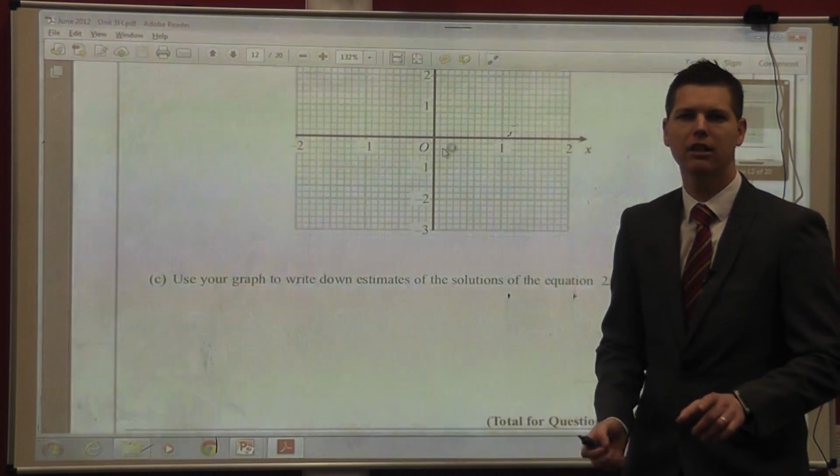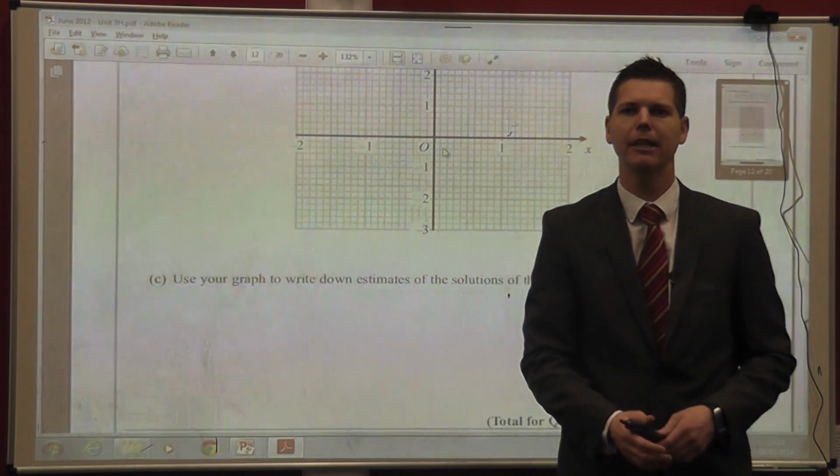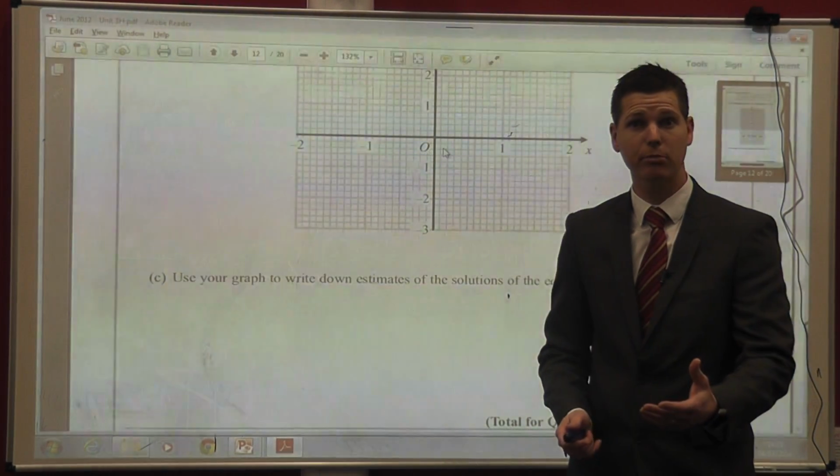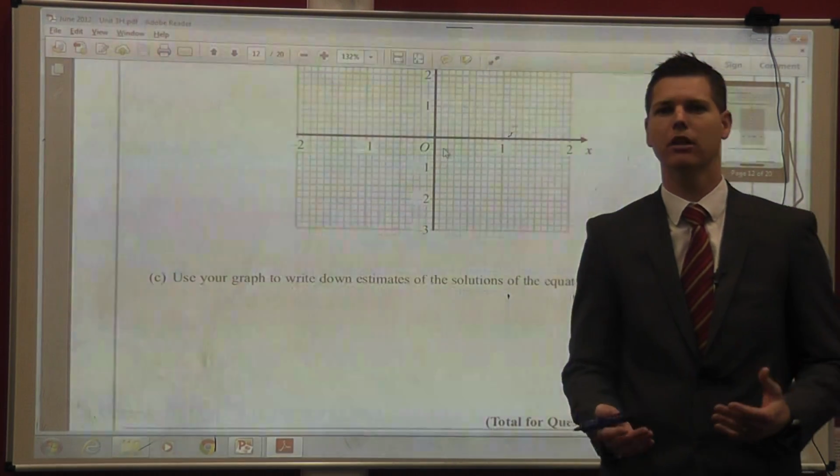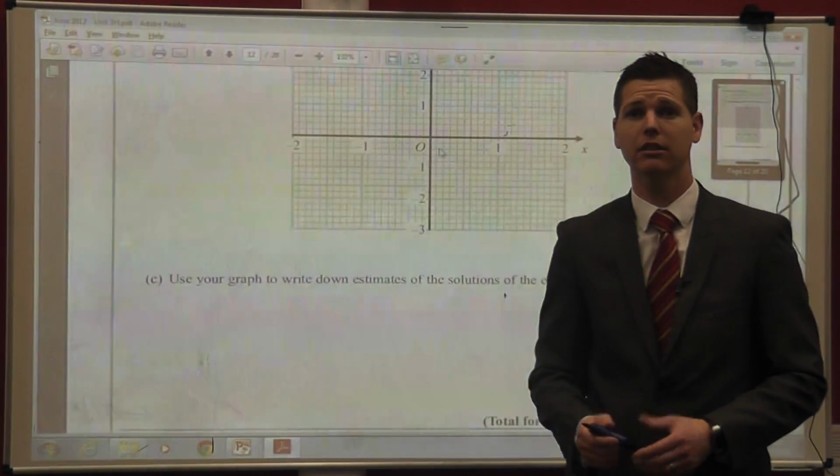I'm going to stop there. I'm going to carry on with the next part, in part B. Make sure you revise those and practice them, but if you have a look, you're over 40 marks already on that paper, which is fantastic.